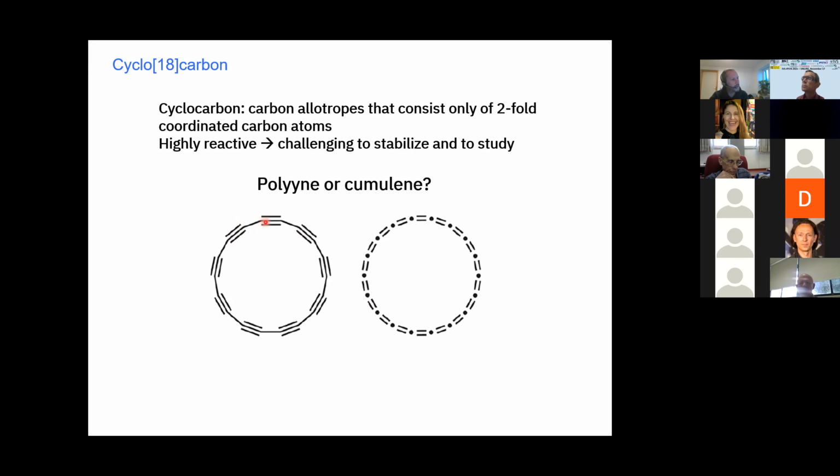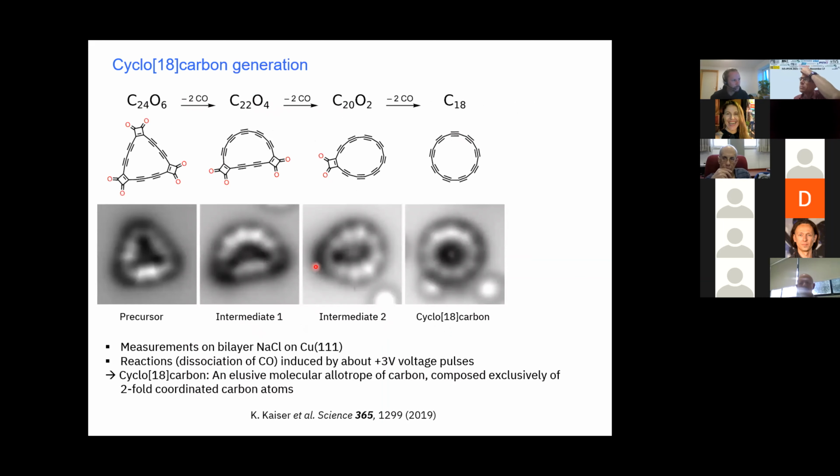So let's think about a molecule that has 18 carbon atoms arranged in a ring. So there's no hydrogen in this molecule. And now you can come up with two different resonance structures. You can either draw alternating single and triple bonds or everything as double bonds. And in theory, every 2 years, another paper came out that contradicted the view before and found either the cumulenic or then again the polyynic structure. So it wasn't clear. And this molecule now we made again from a precursor.